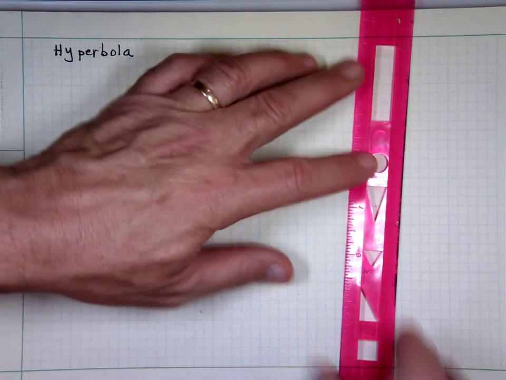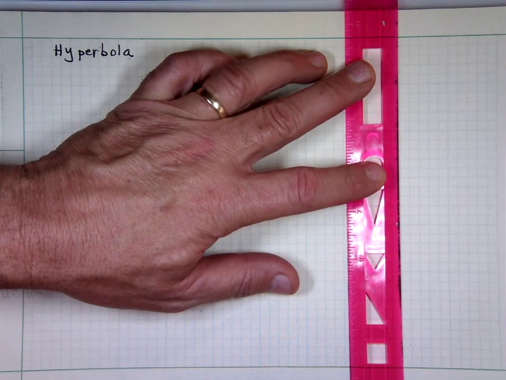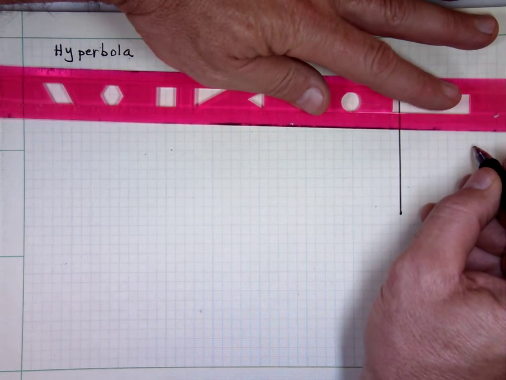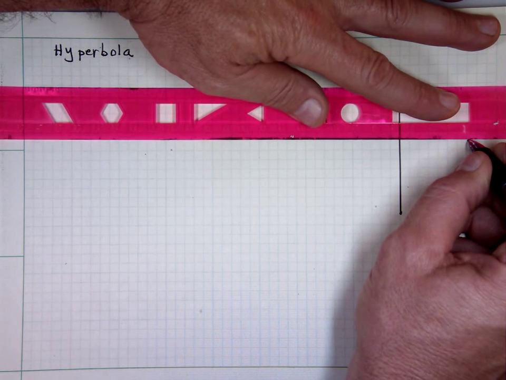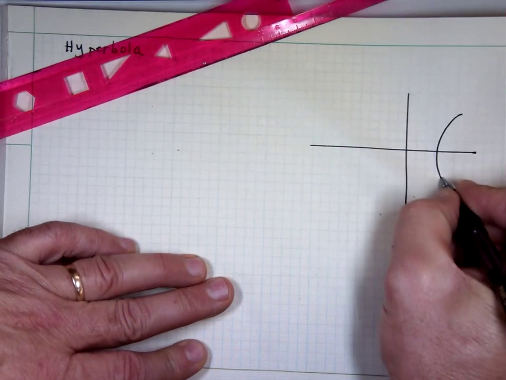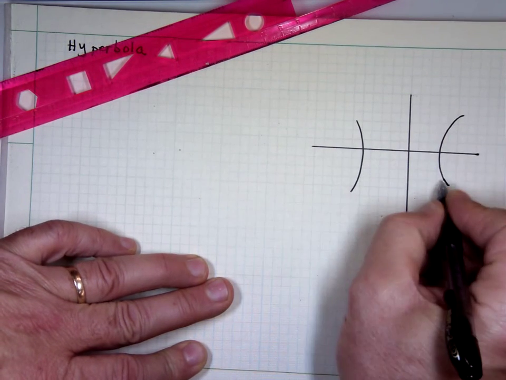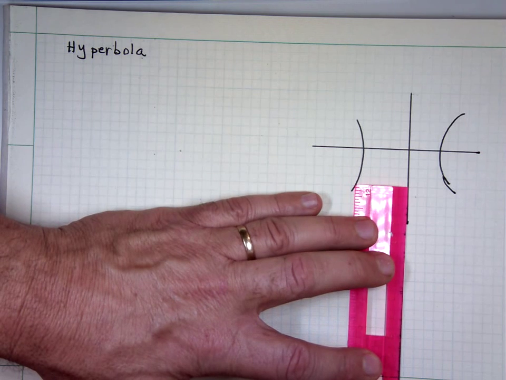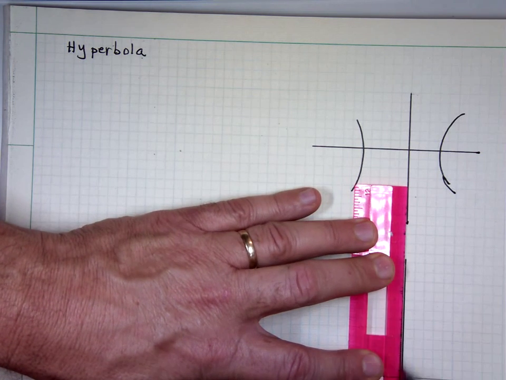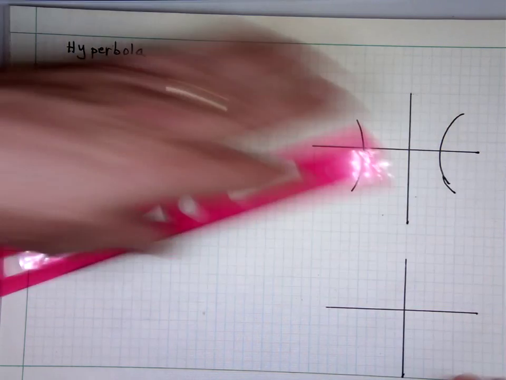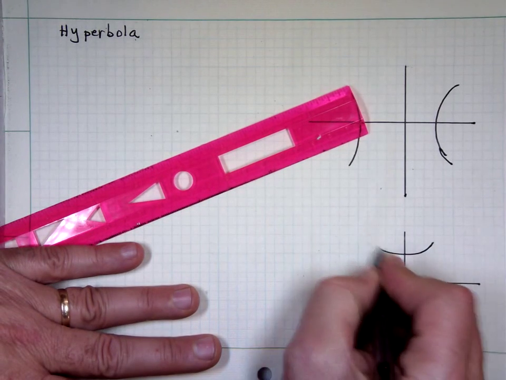Just like an ellipse, a hyperbola has two scenarios. One of them could look like this. It's like two parabolas. And the other one could be up and down.